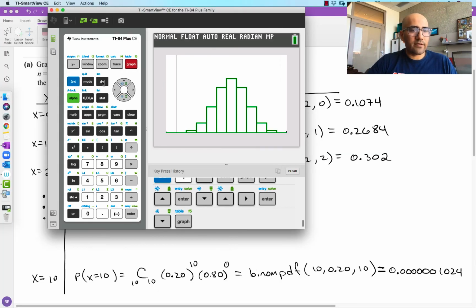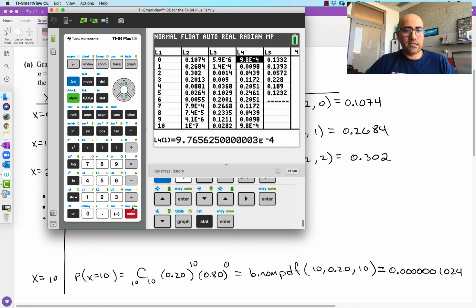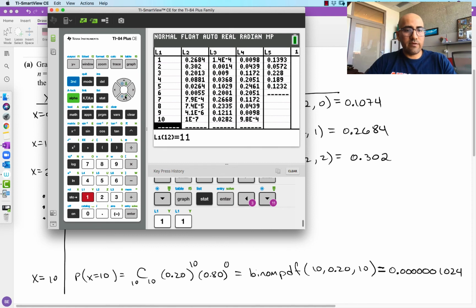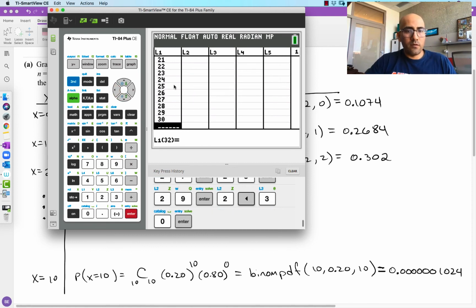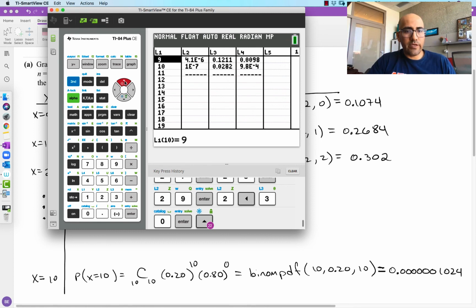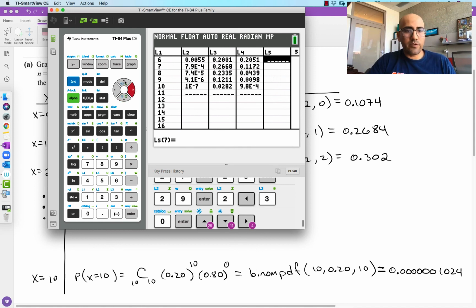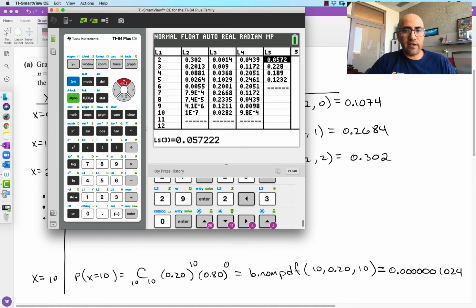All right, so let's go back to stat, edit, and let's pick a larger value of n. So let's go back down to this guy, a little bit limited by how many spaces we can have here. This is 11. Okay, so I went all the way down to 30. So I have counting from 0 all the way up to 30. Make sure I didn't skip anything. Okay. All right, so now I'm going to come back over here, and I'm going to use L5 now.